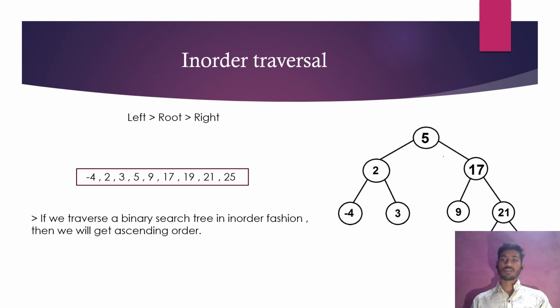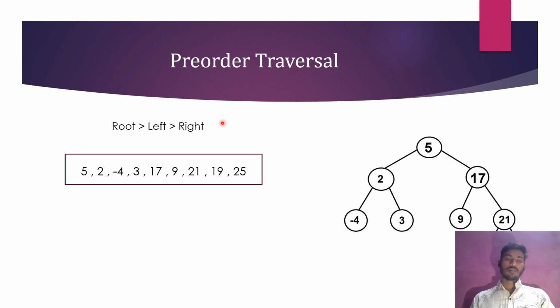Let us see pre-order traversal. For the pre-order traversal, we will follow this rule: root node, left and right subtree. Because in the pre-order traversal, first we have to visit the root node and next traverse the left subtree and then traverse the right subtree. We will consider the same example for pre-order traversal also.